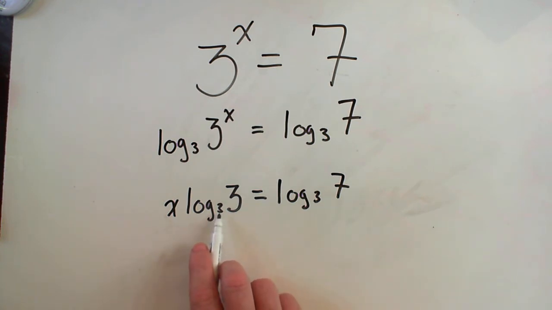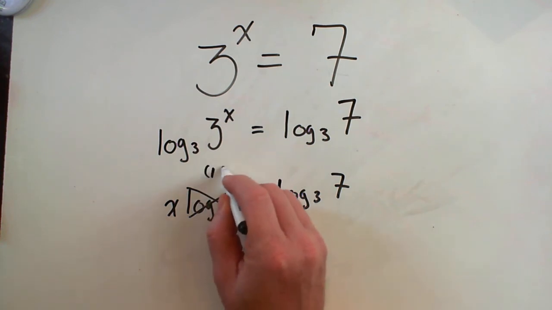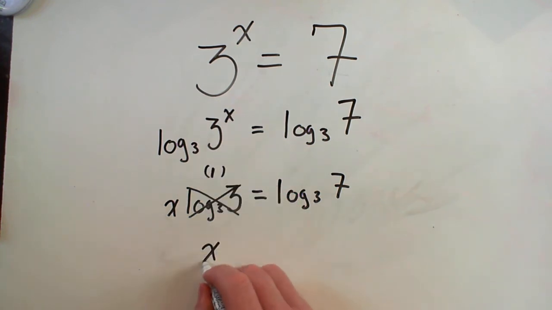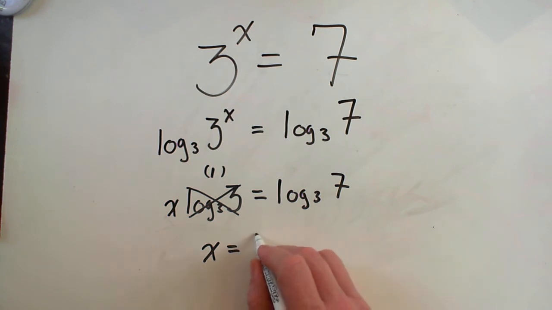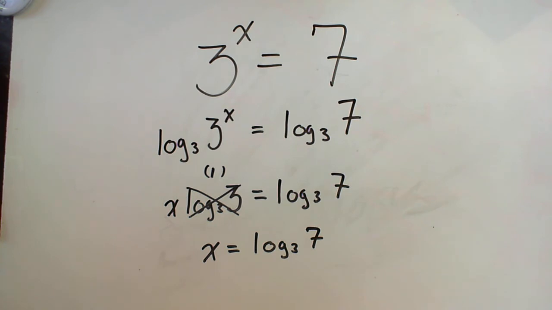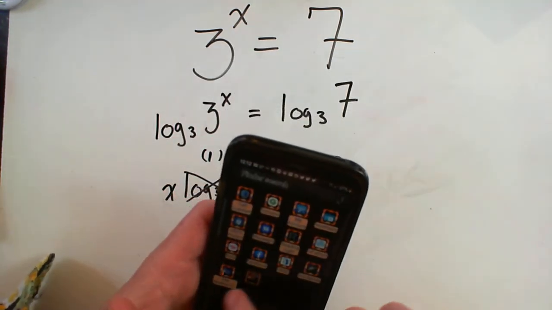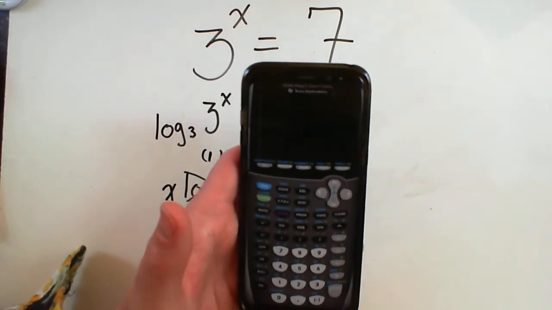3 to what power gives us 3? 3 to the first power gives us 3, so one of our rules says this is just 1. So on this side I just have x, and on the other side I have log base 3 of 7. Now that answer is fine unless I specifically ask for a decimal approximation. What I want from you is just log base 3 of 7. You can plug that into the calculator and get an actual answer for it.